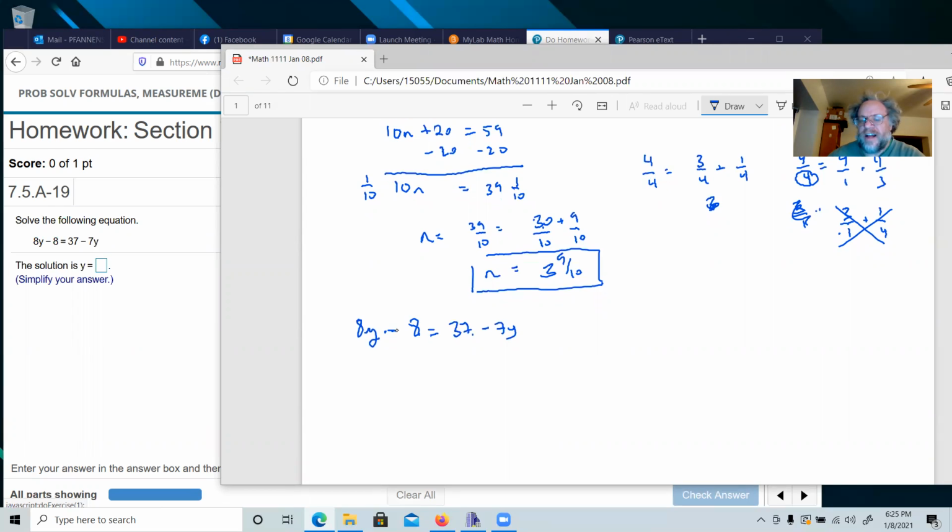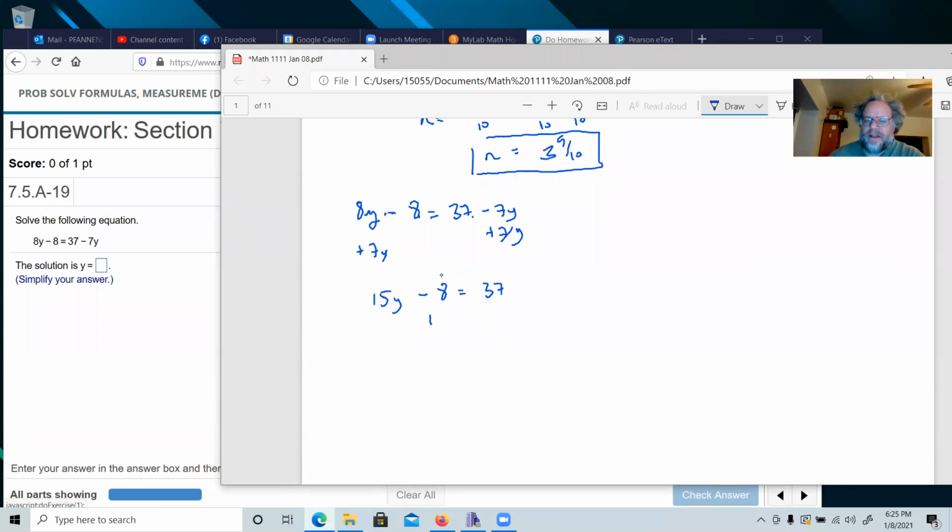So what we're going to do is collect all the y's over here. We're going to go ahead and add 7y to both sides. It's going to cancel that. So we end up with 15y, so 8 plus 7. And then we'll add 8 to both sides, because we want all of the constants on one side. So we end up with 15y is equal to 45.